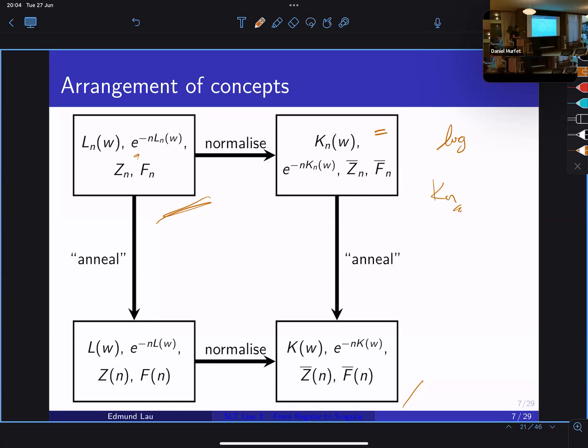What's the difference between K and L? L is the likelihood function, the loss without the stochasticity, without the randomness. And K is just L minus its minimum, so that instead of talking about optima, we talk about zeros.